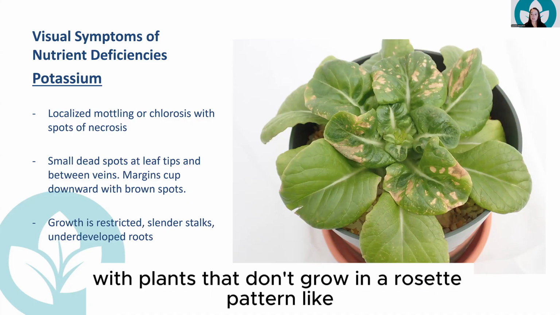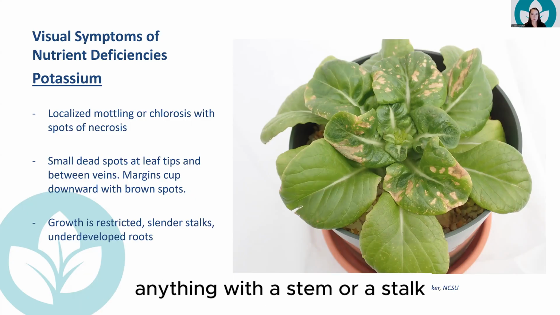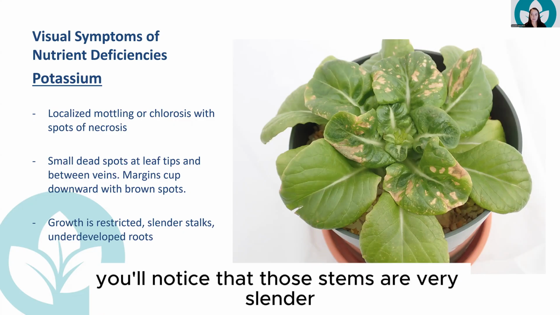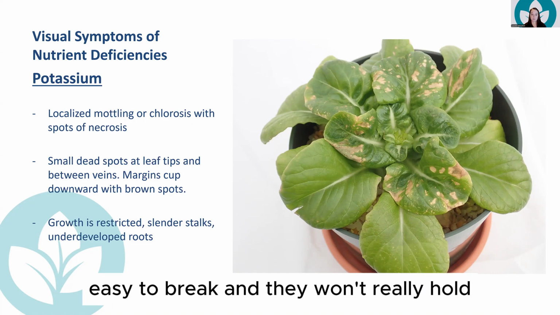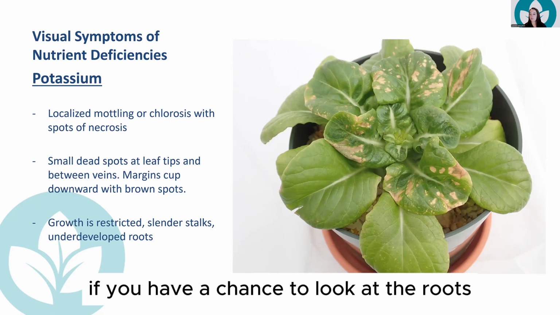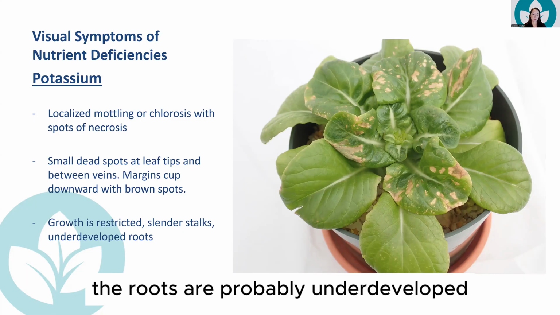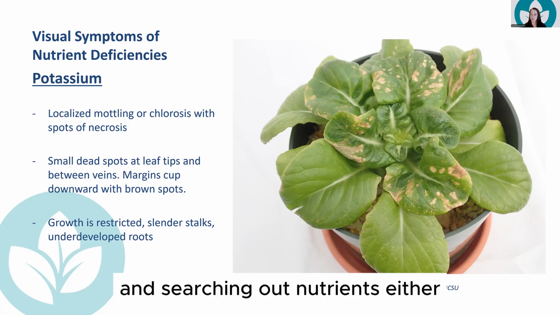With plants that don't grow in a rosette pattern, like head lettuce, if you're growing tomatoes, anything with a stem or a stalk, you'll notice that those stems are very slender. They're very easy to break, and they won't really hold fruit very well. You'll also notice, if you have a chance to look at the roots, they're probably underdeveloped and they're really not growing and searching out nutrients either.